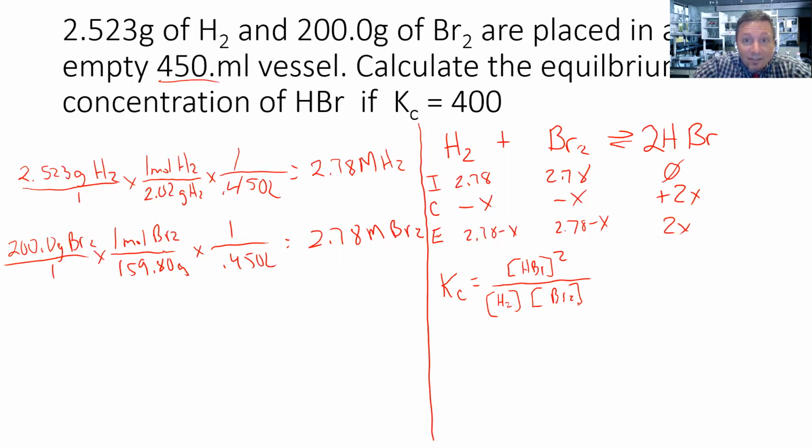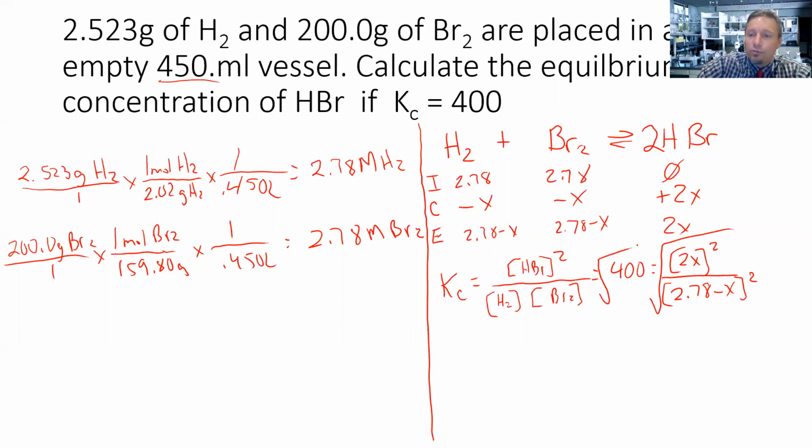My Kc, it gave it to me as 400. So this is 400 equals, and HBr is 2x, squared, divided by, and when I look at what's happening here, 2.78 minus x, squared. All right. Because I have a square on both sides, I can take the square root of this side and the square root of this side.